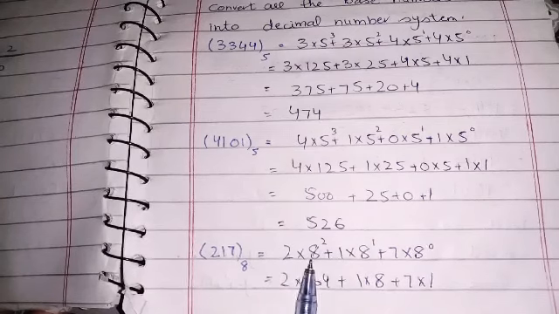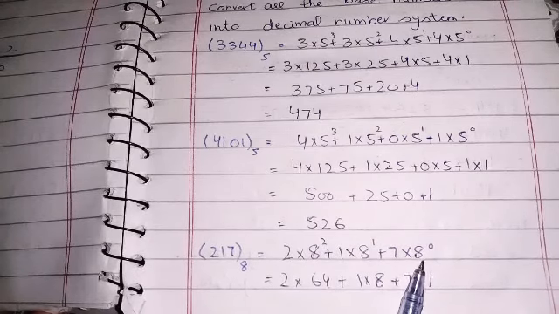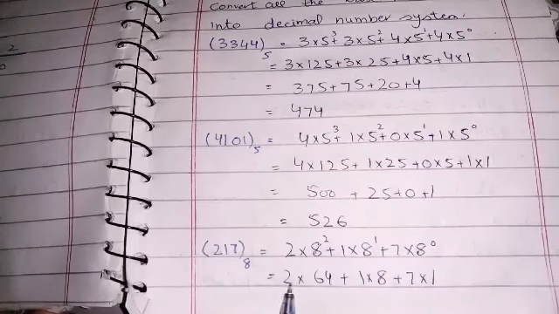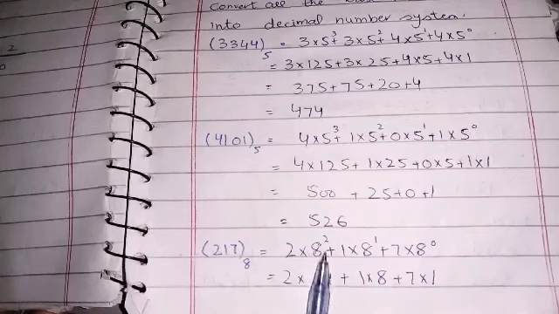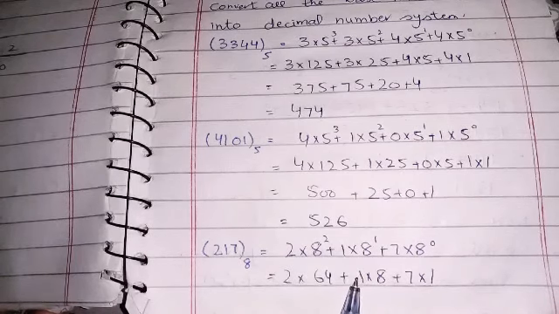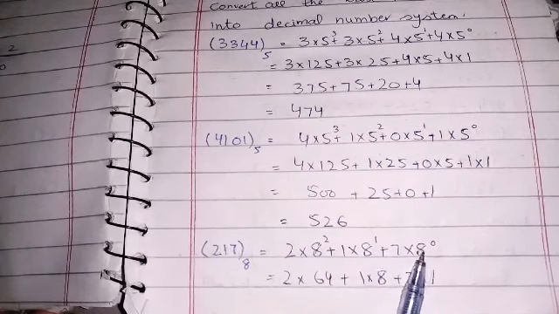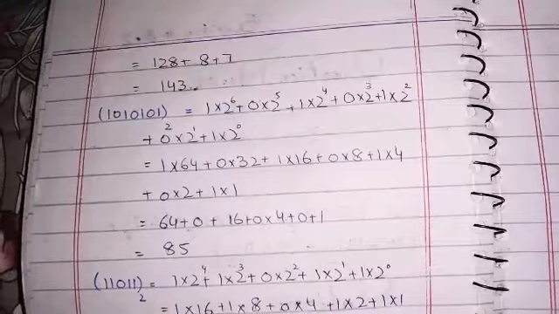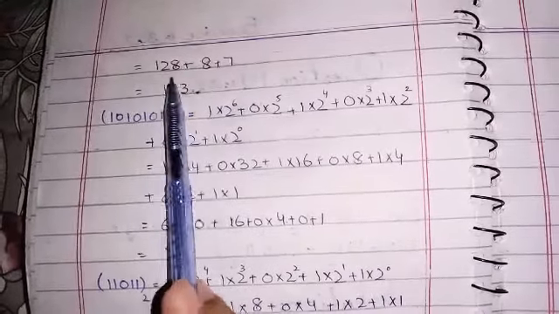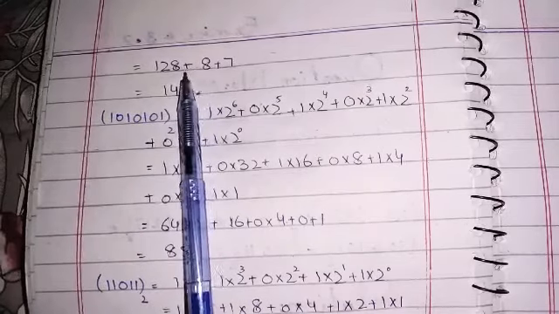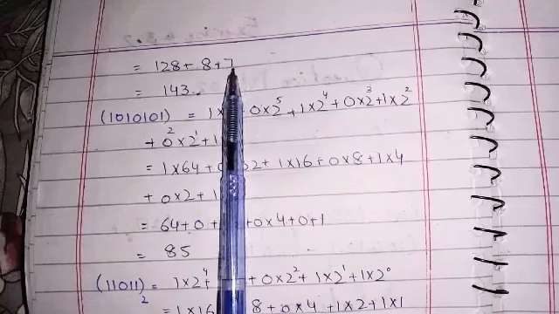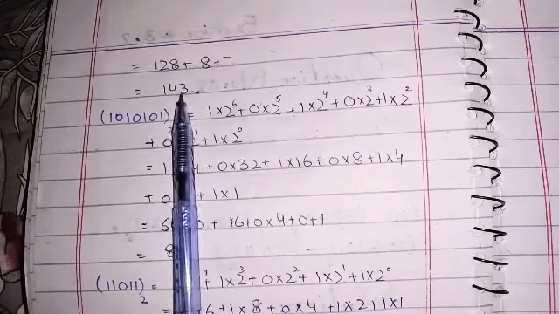Then our next number is 217 with base 8. We will multiply 2 into 8 plus 1 into 8 plus 7 into 8. Then we will give exponents 0, 1, 2. 2 will be written as it is into 64 because 8 square means 64, plus 1 as it is into 8 raised to power 1 means 8, plus 7 into 1 because 8 raised to power 0 is equal to 1. When we multiply 2 into 64 we get 128, plus 1 into 8 we get 8, then 7 into 1 we get 7. When we add all the numbers we get 143.